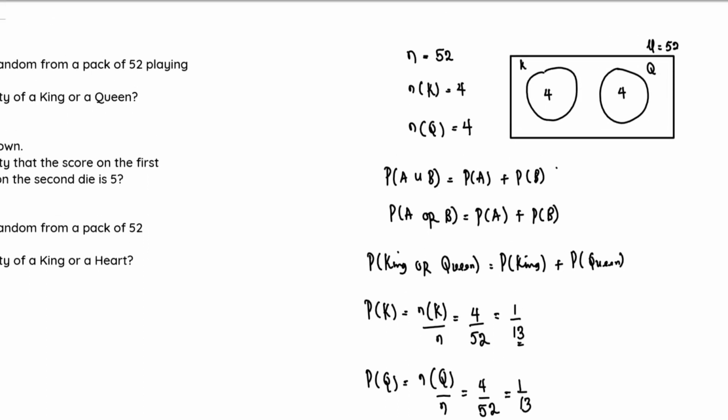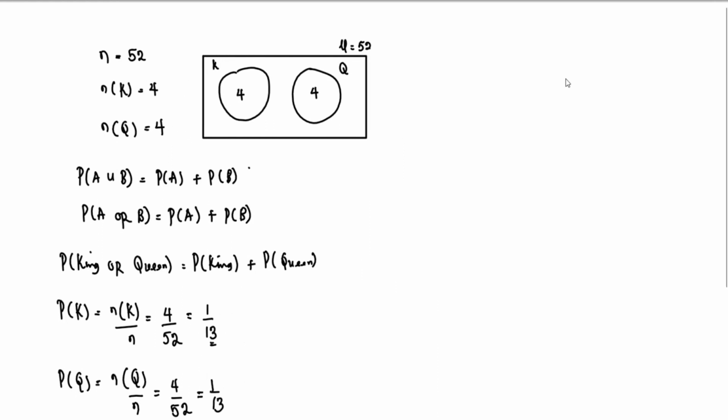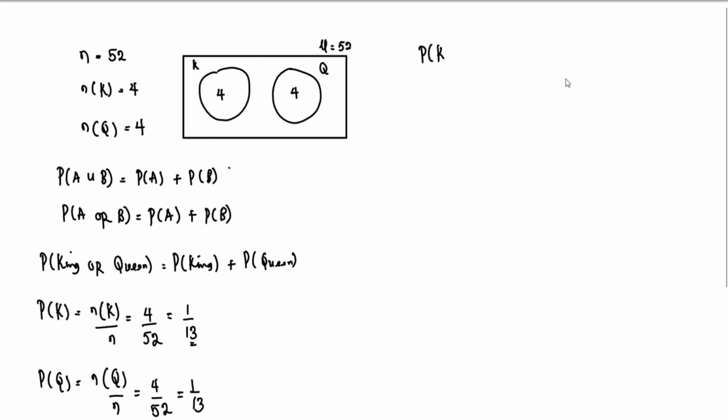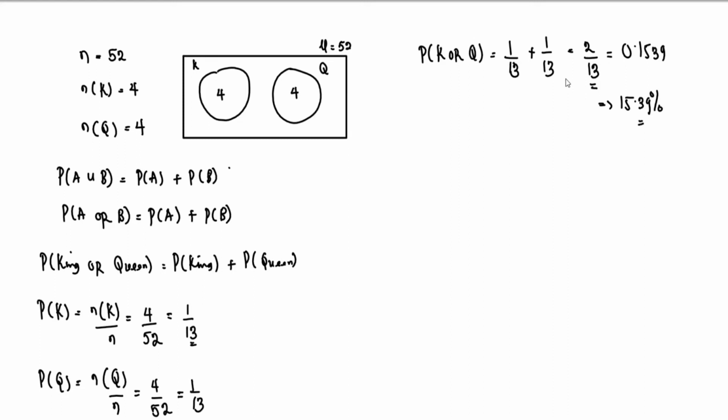So let's take this towards the left. So probability of picking a king or a queen is going to be equal to 1 divided by 13 plus 1 divided by 13, and when we do the math, we have our answer to be equal to 2 divided by 13. Converting this value to decimal, we have our answer to be 0.1539, which is approximately 15.39%. So if a card is picked at random from a standard deck of 52 playing cards, we have a 15.39% chance of picking either a king or a queen.